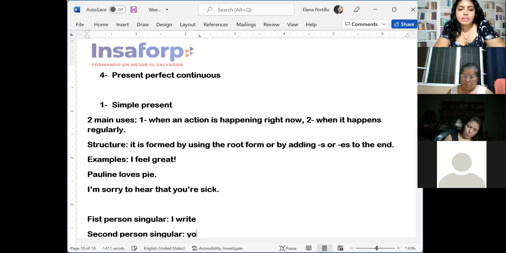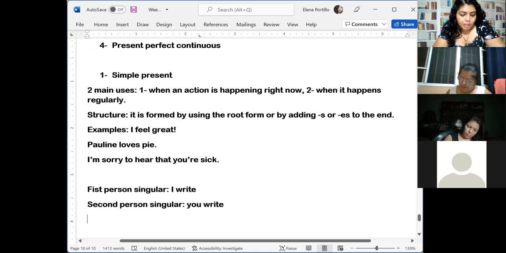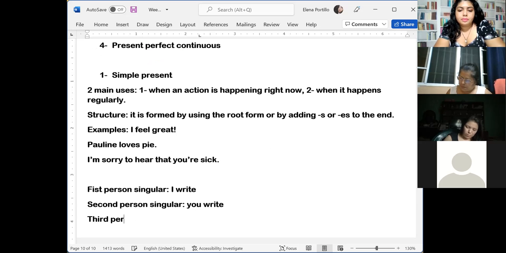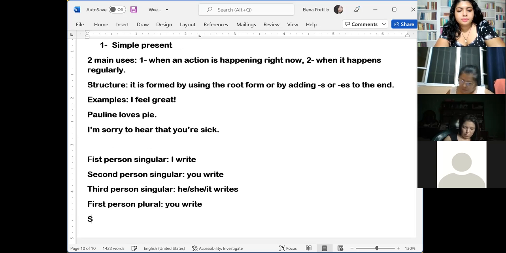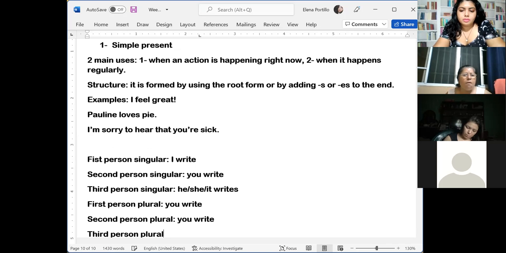You write. We are going to use the same verb to see the differences. Third person singular, and we have he, she, and it. And we are going to change this verb, adding the S at the end. Then first person plural, we write. Then we have second person plural, you write. And third person plural, they write.